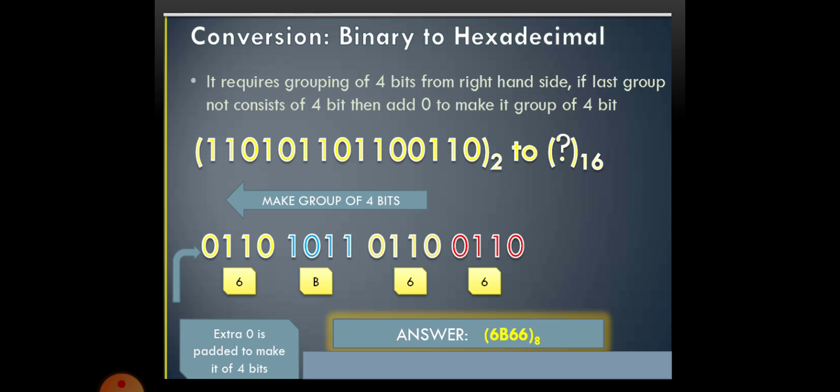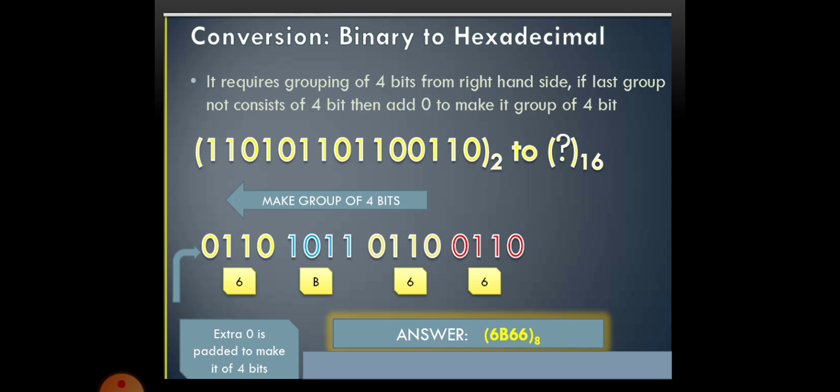Coming to the conversion from binary to hexadecimal. So how many bits will be in a group? 4 bits from the right hand side. You have to group 4 bits each. So after grouping, you can just convert to the corresponding equivalent in hexadecimal. Here each group has 4 bits.